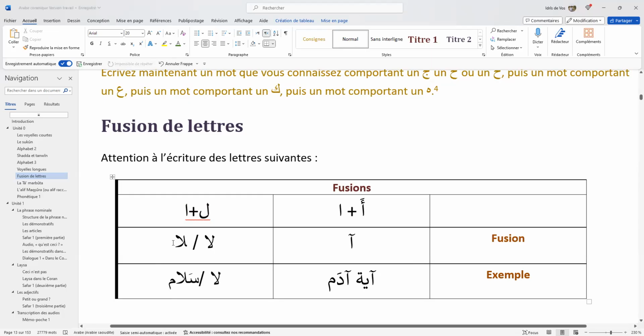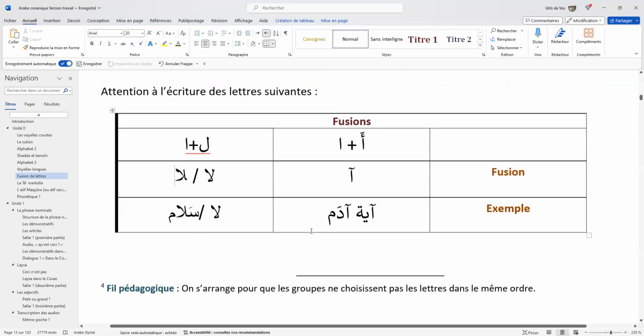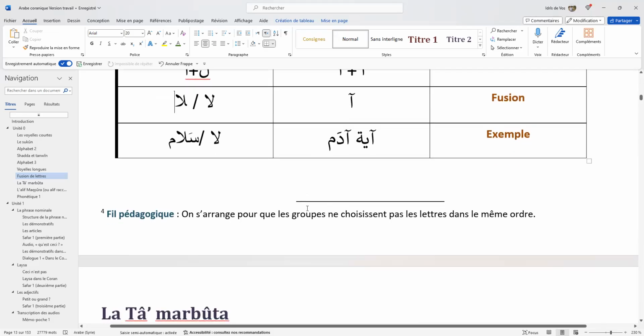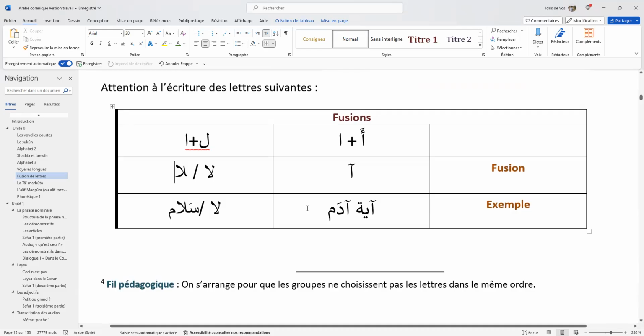So there's a whole symbolism revolving around this merging, this union of the two letters. But that's not our subject. If it happens to interest certain people, they can always contact me. There we are.